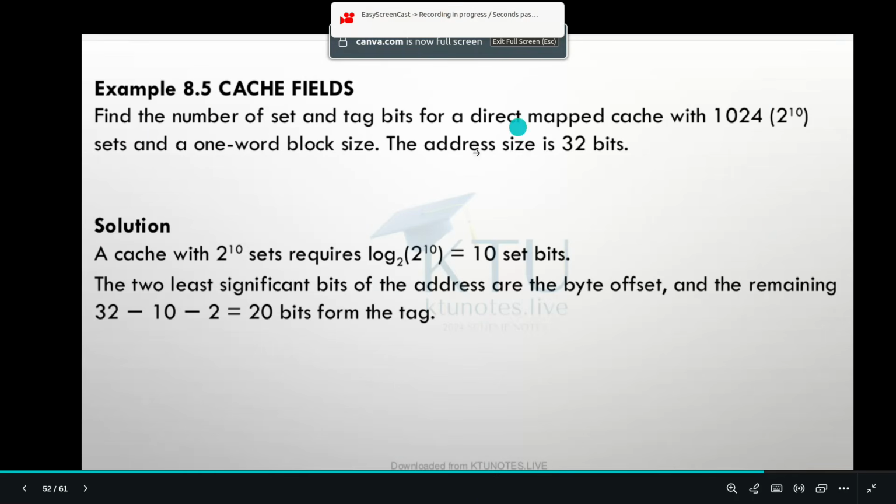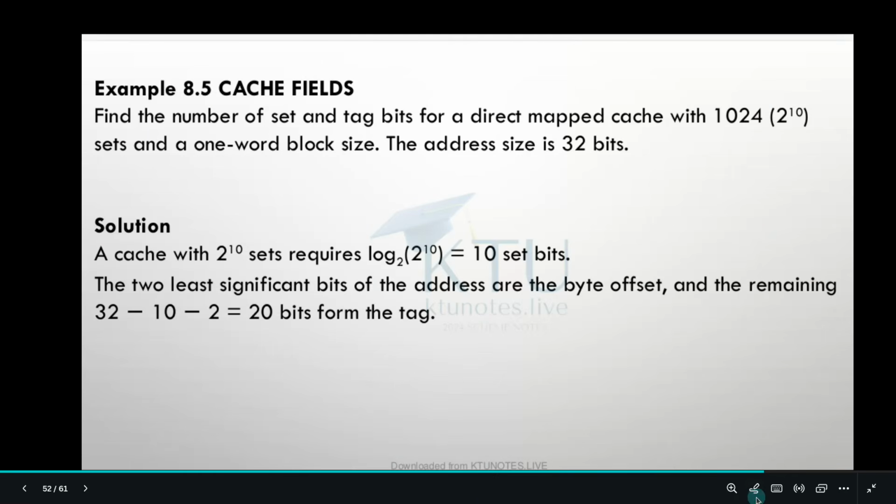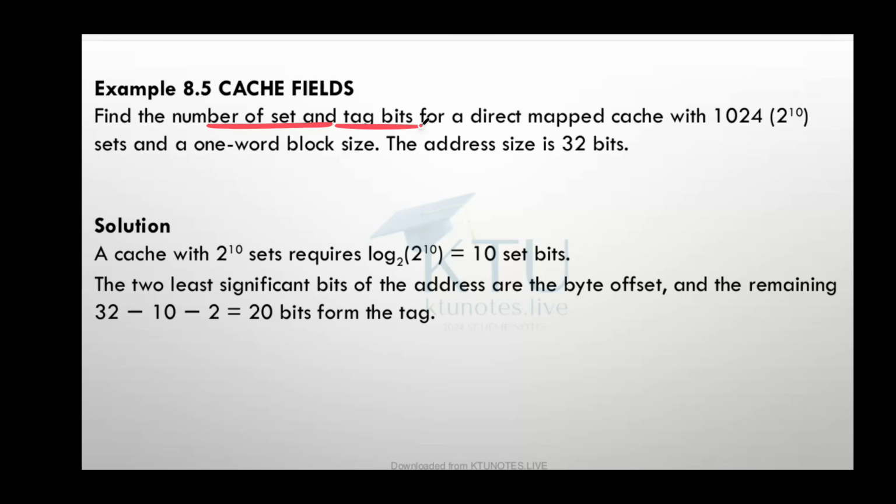So here we will be doing some cache questions. Let's see. This is one question: find the number of sets and tag bits for a direct mapped cache with 1024 sets and a one word block size. The address size is 32 bits.